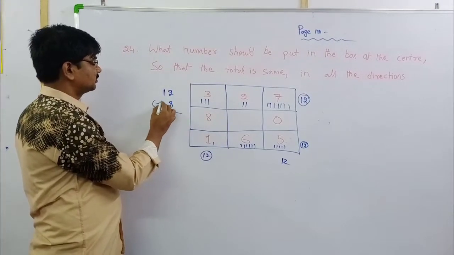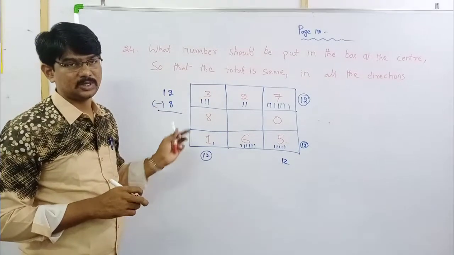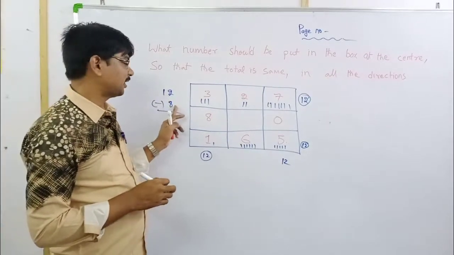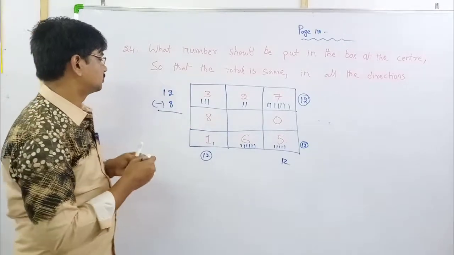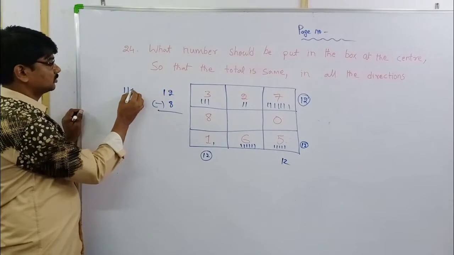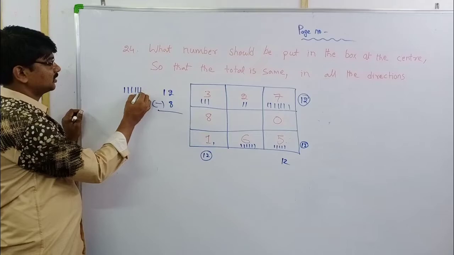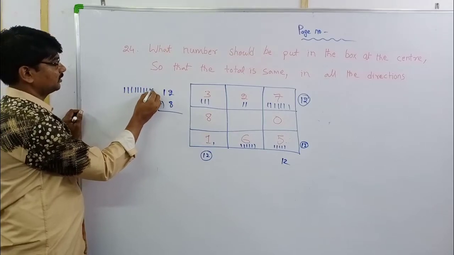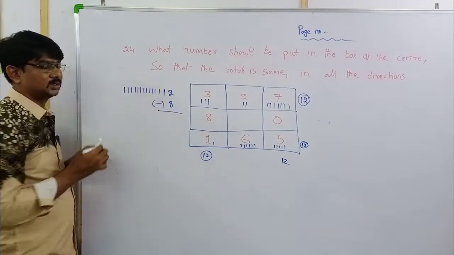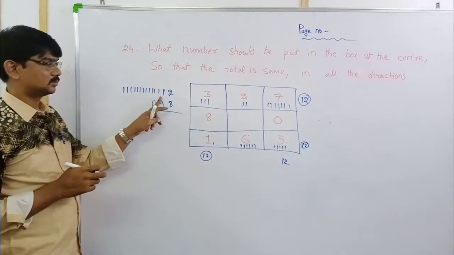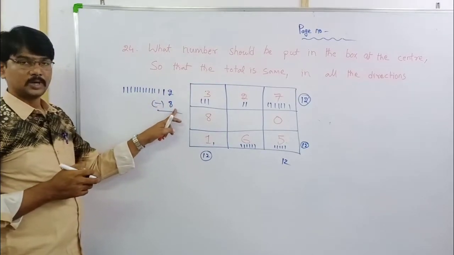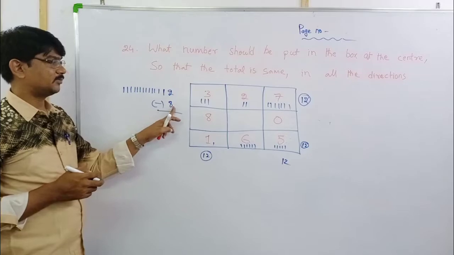8. Just subtract 8 from the 12. 12 minus 8. Here 1, 2, 3, 4, 5, 6, 7, 8, 9, 10, 11, 12. 12 lines are here. Okay. Minus 8. Subtract 8 from 12.